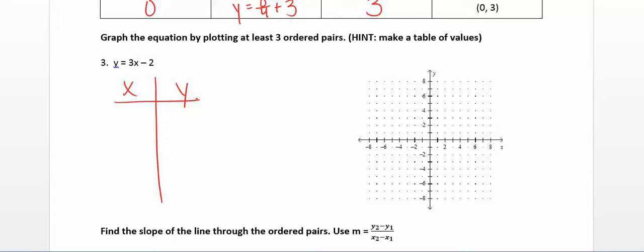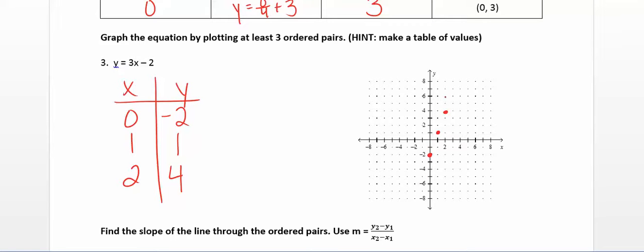Remember too that the bigger the number gets, the more likely you are to get off the graph, and our graph only goes to 8 positive and 8 negative. So I'm going to use 0, 1, and 2, and I'm just going to do some mental math here. If I plug in a 0 for x, 3 times 0 is 0, 0 minus 2 is negative 2. Plug in a 1, 3 times 1 is 3, minus 2 is 1. And finally, 3 times 2 is 6, 6 minus 2 is 4. So I have 3 ordered pairs, 0, negative 2, 1, 1, and 2, 4.